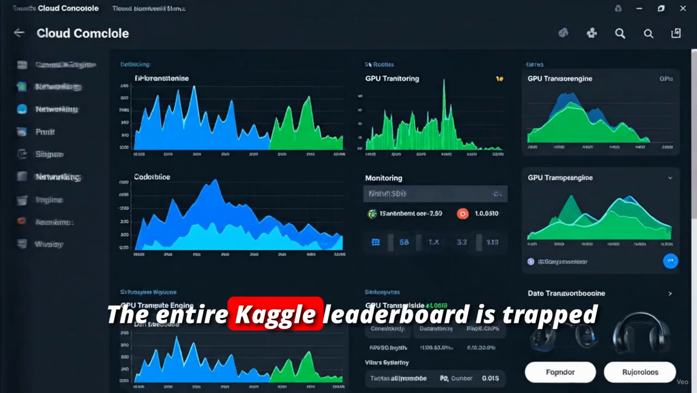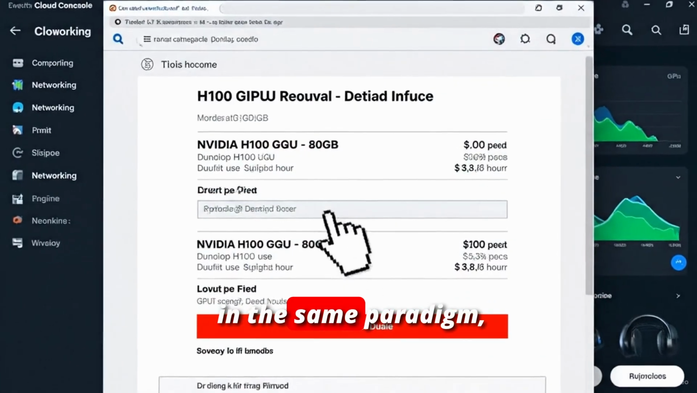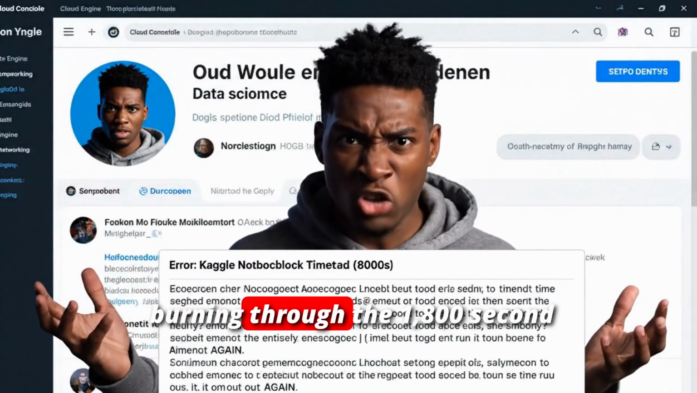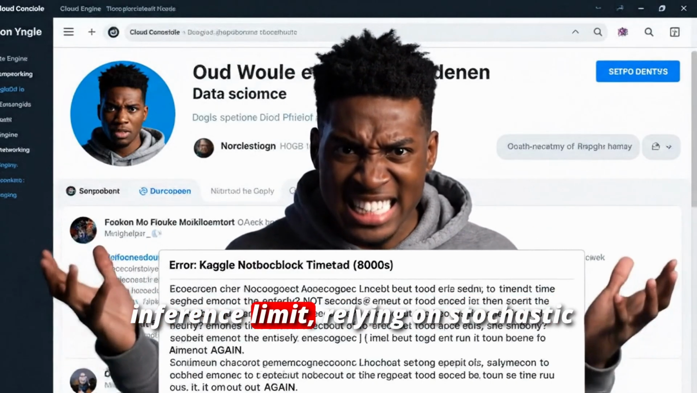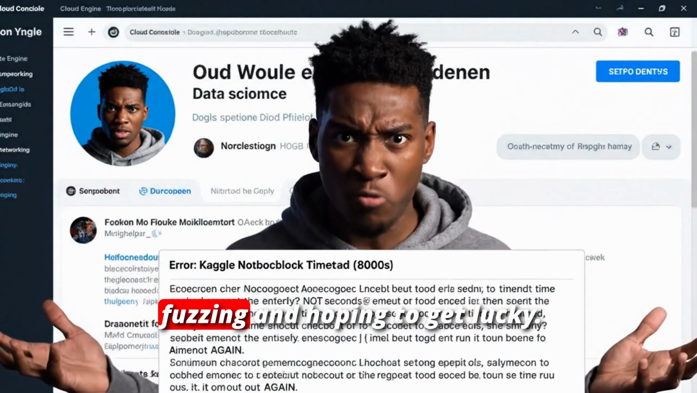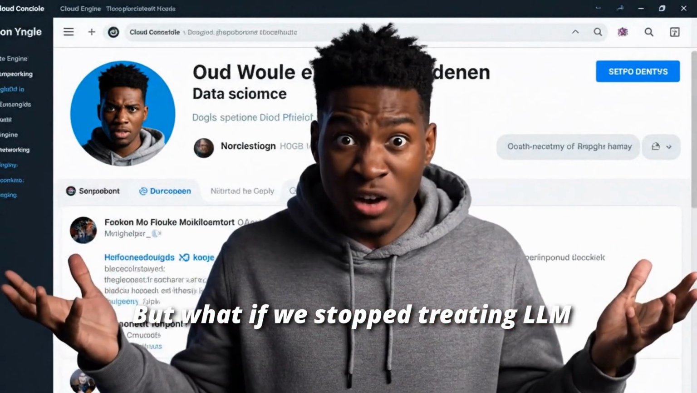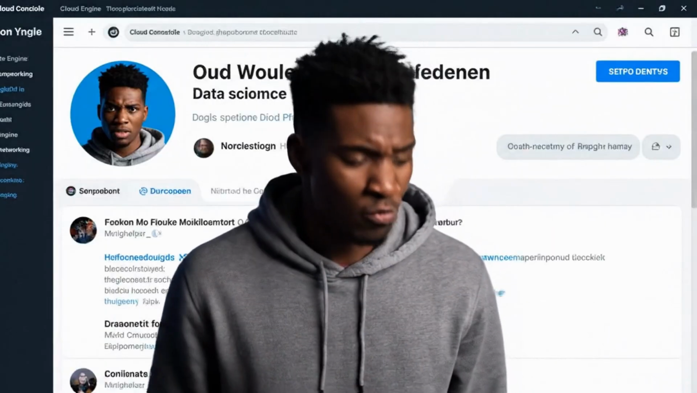The entire Kaggle leaderboard is trapped in the same paradigm, renting expensive H100 clusters, burning through the 1,800-second inference limit, relying on stochastic fuzzing and hoping to get lucky. But what if we stop treating LLM vulnerabilities as a game of probability?